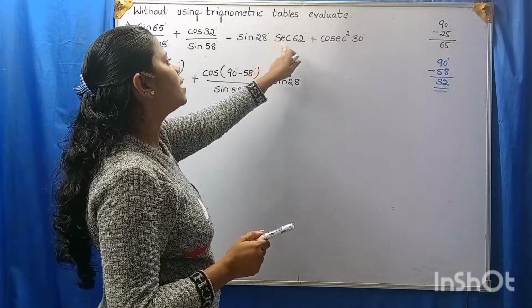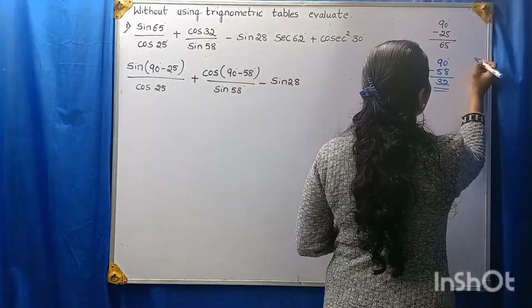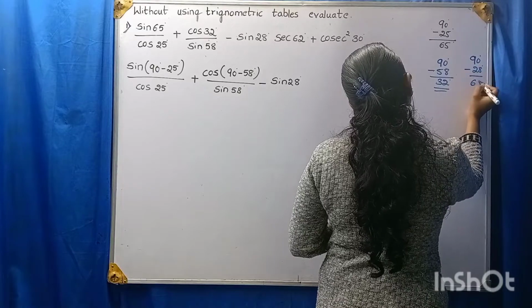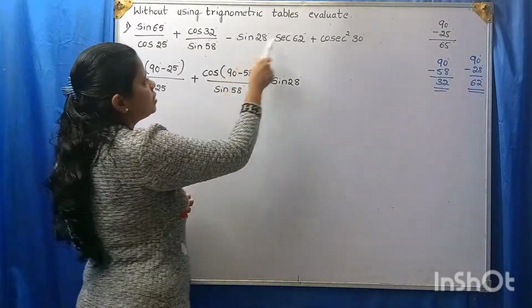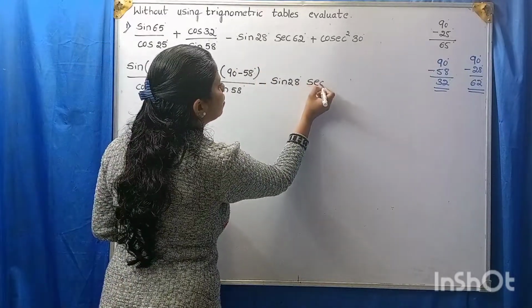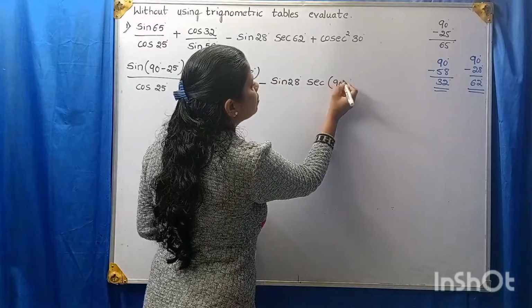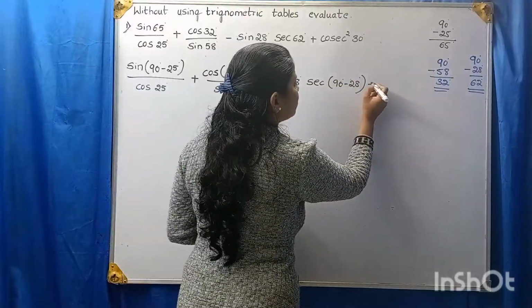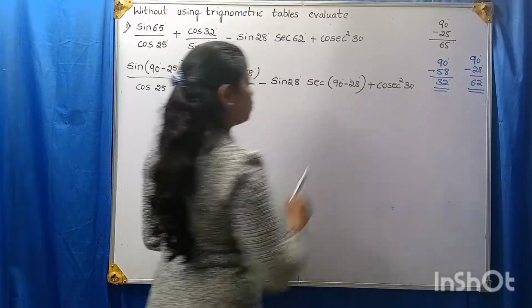Now, this secant 62 degree, I can write it as 90 degree minus 28 degree. 90 degree minus 28 degree is how much? 62 degree. Therefore, this secant 62, I can replace it as 90 degree minus 28 degree, plus cosecant square 30 degree.